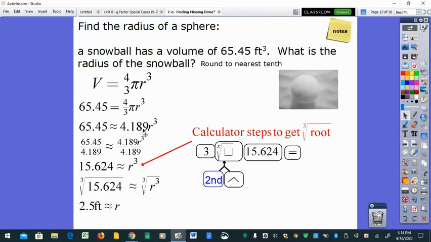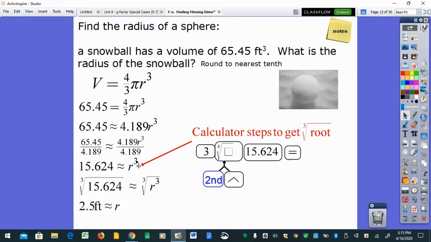It's about 4.189, and you notice I'm holding out 3 places just to keep it accurate as best I can. Now to solve this one-step equation, I'm going to divide both sides by 4.189. I pick up my calculator and take 65.45 and divide it by 4.189, and in the calculator I see 15.625. Now I know I said round to the nearest tenth. I'm going to do that at the end. I'm trying to keep as many places right now. I am not done. That is not the radius of the snowball. That is the radius cubed.